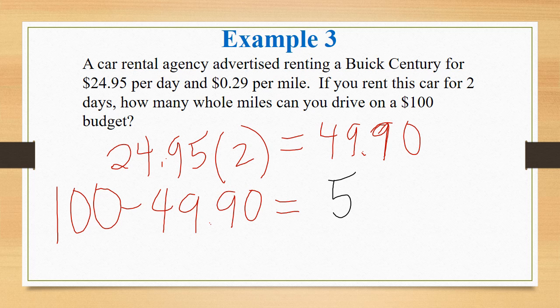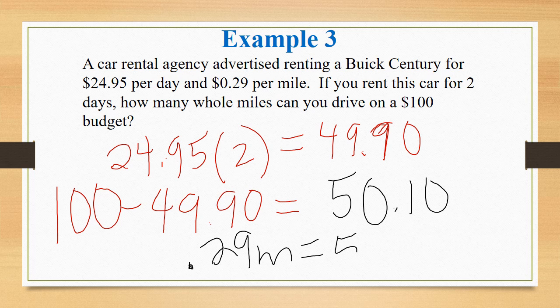So now I have $50.10 to spend on mileage. Agree? So I have price per mileage, 29 cents per mile, times n equals 50.10. Good job. I want to get n by itself. So mathematically, I am doing what? Dividing. So I would divide by 29 cents.